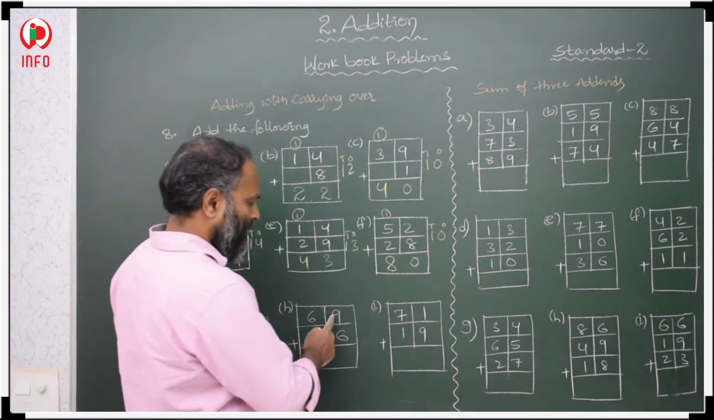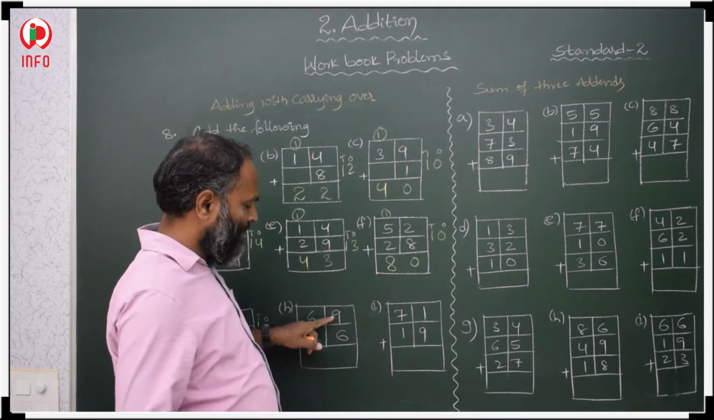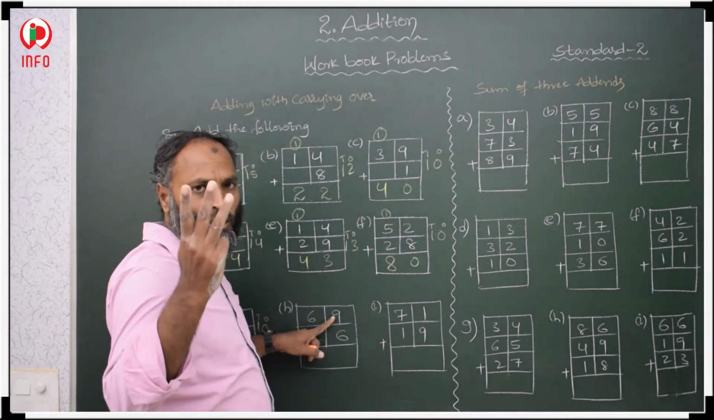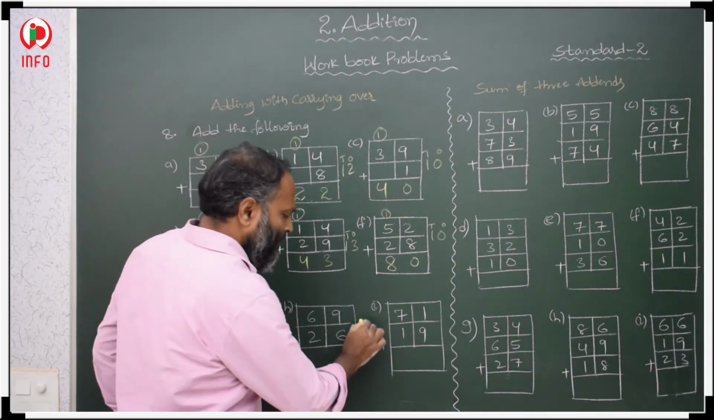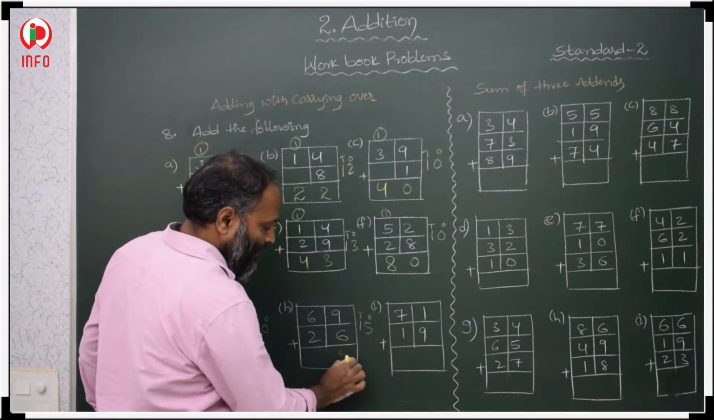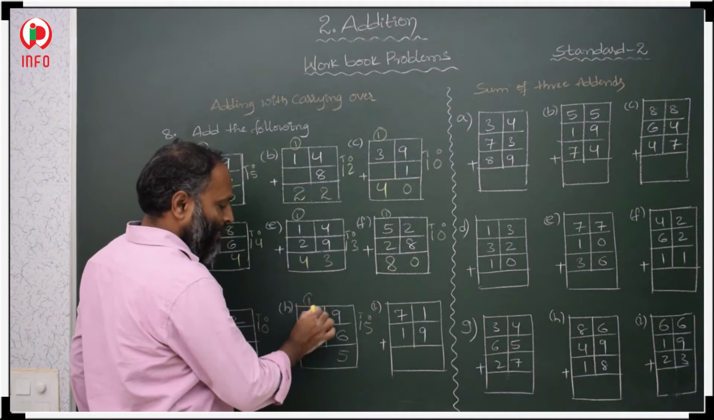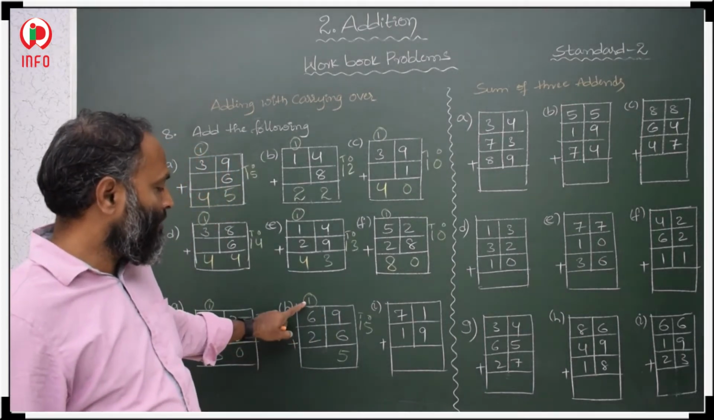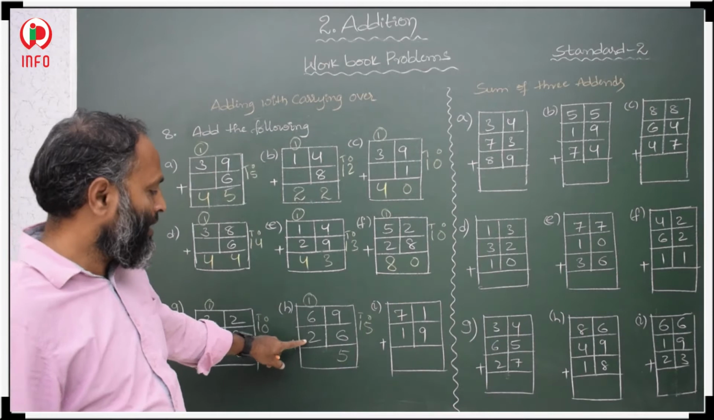In the same way, 9 plus 6, 9, 10, 11, 12, 13, 14, 15. 15. This is in the ones place, this is in the tens place. In the ones place we have to write 5, in the tens place we have to take 1. 6 plus 1, 7. 7 plus 2, 8, 9.